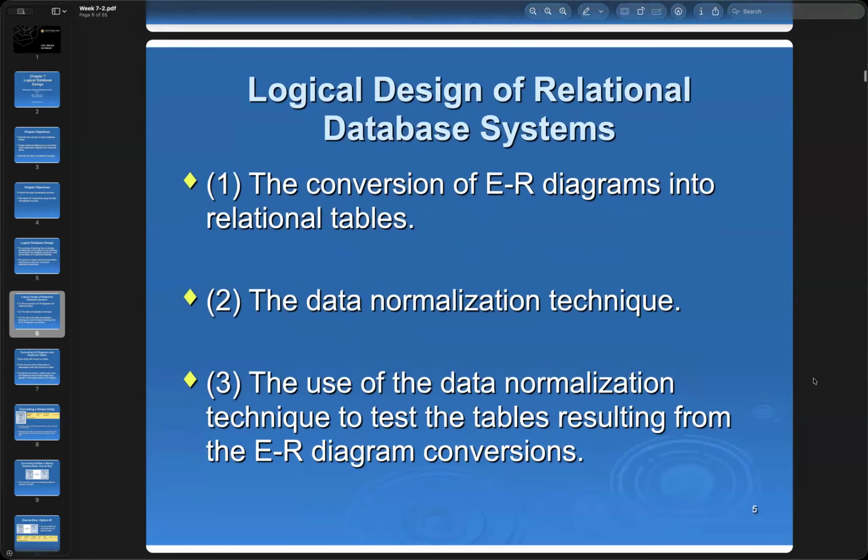In the beginning, for step one, we draw the ER diagram, right? After we do the ER diagram, we need to convert those diagrams into actual relational tables. And of course, we need to apply the data normalization techniques. Compared to Excel, where we put multiple contents in one cell, we are not going to do that. Also, we only put directly related data together. We use data normalization techniques to test the tables resulting from the ER diagram conversion. So it's a design.